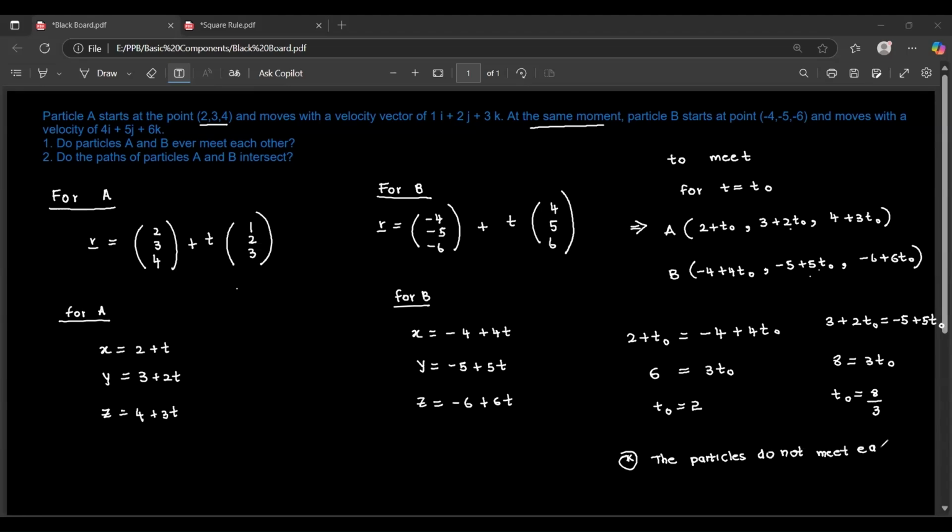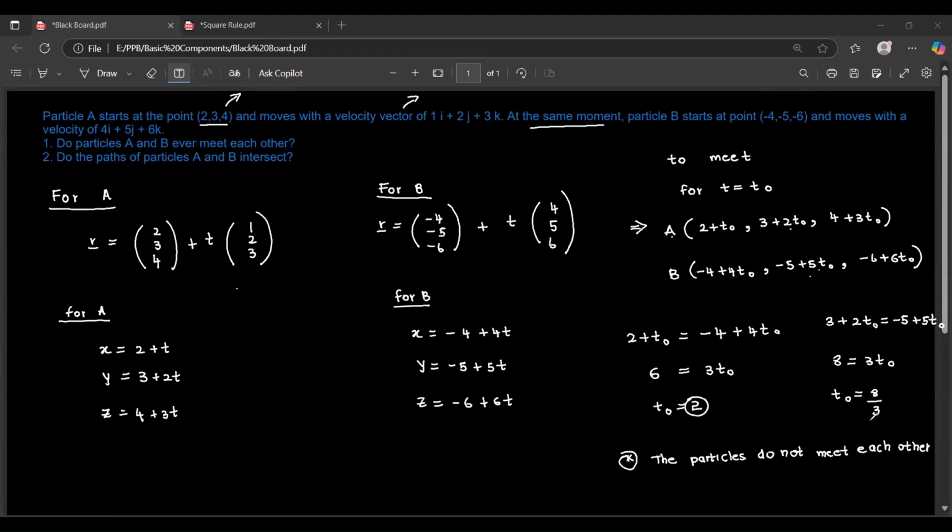Because at t = 2, let's say velocity is in m/s, position is in meters, and time is in seconds. At time equal to 2 seconds, A and B are at the same point on the x axis, but their y and z coordinates are different.